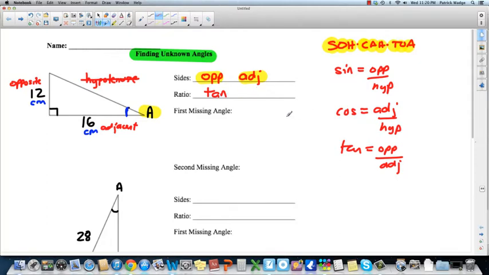And last day we stopped right there, but today we're going to take it one extra step. We're going to actually figure out what is this angle here? What is angle A? How do we do that? Well, what we know is that the tan ratio, remember sine, tan, and cos, they're just ratios.